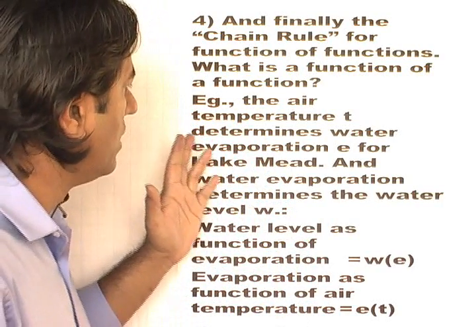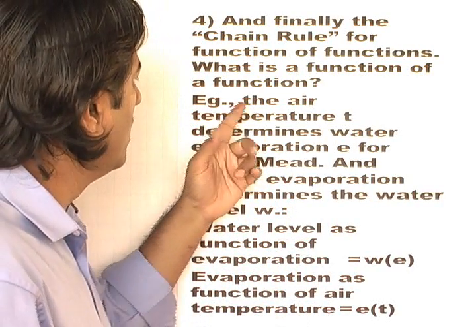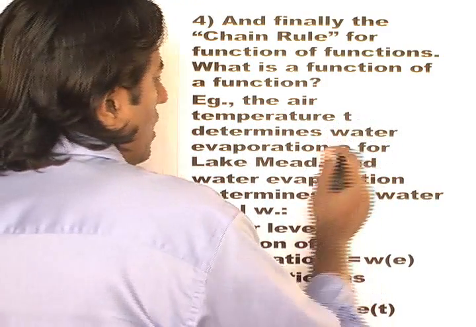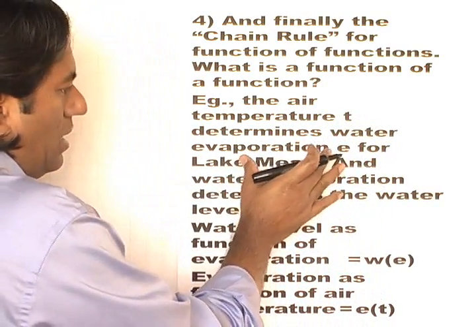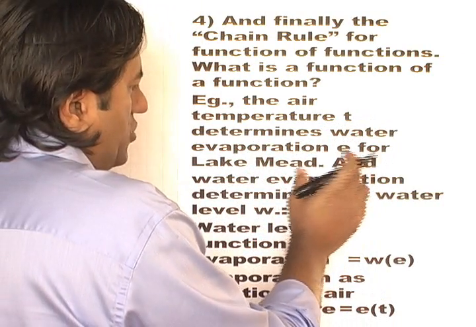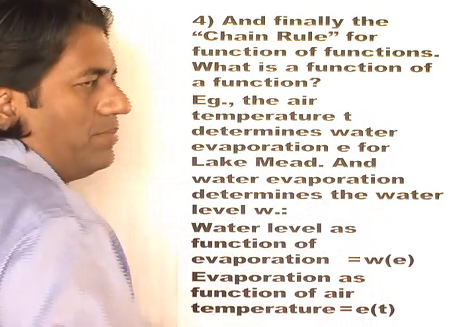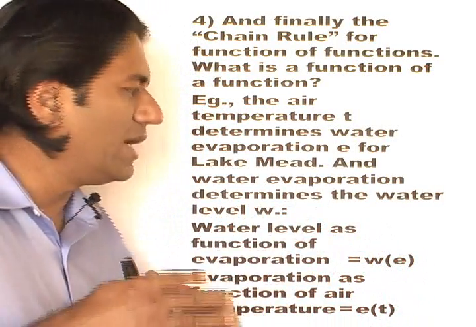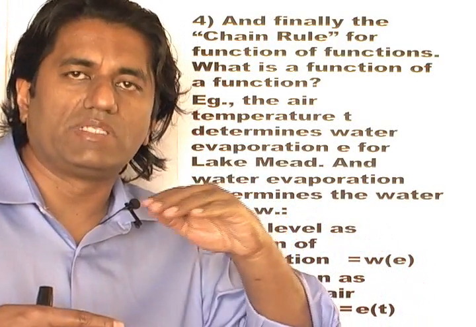Here's a second example. Now, here you have the air temperature T, which determines the rate of water evaporation for Lake Mead, and water evaporation determines the level of water.